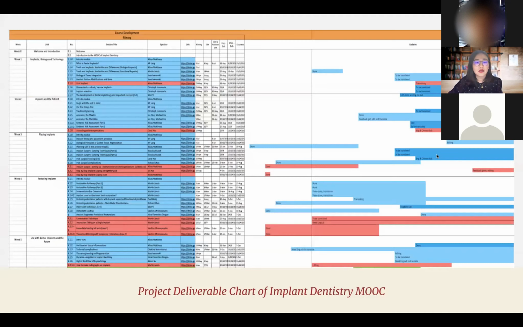And here is a more detailed deliverable chart with all of the videos and all of the resources that were put into this course, with the starting date and end date, and also the stage of each small project. If you're familiar with project management, this chart is called a Gantt chart. There are plenty of templates online that you can search for, and it's an incredibly useful tool for managing a multi-person, multitask project.